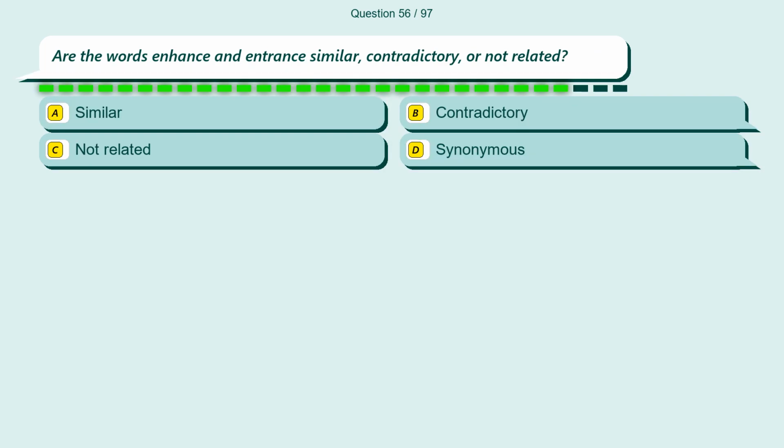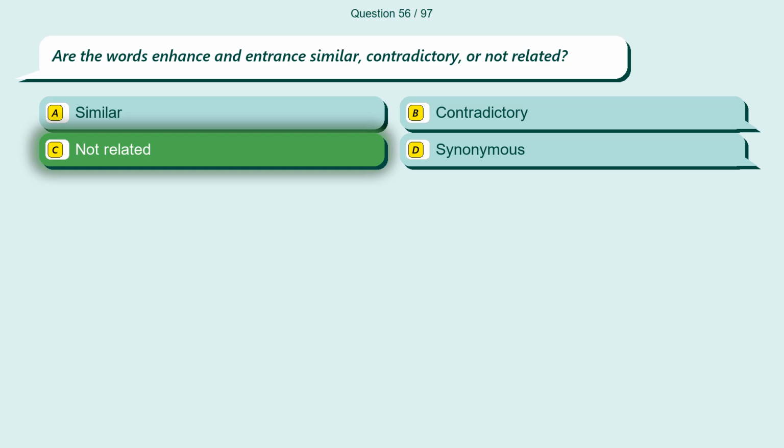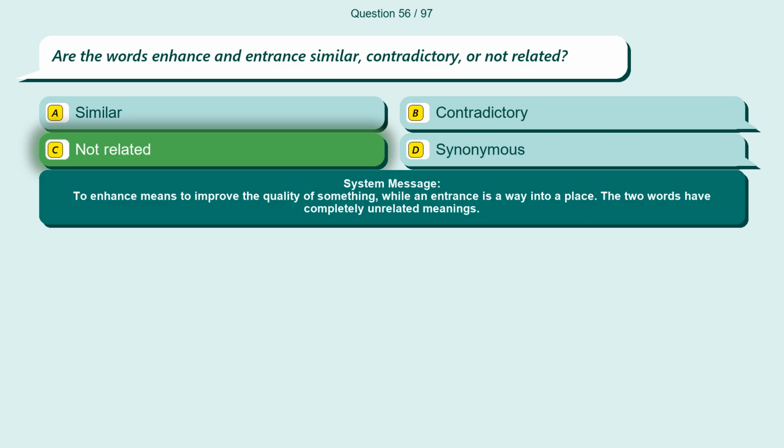Question 56. Are the words enhance and entrance similar, contradictory, or not related? Option A, similar. Option B, contradictory. Option C, not related. Option D, synonymous. The correct answer is option C, not related. To enhance means to improve the quality of something, while an entrance is a way into a place. The two words have completely unrelated meanings.